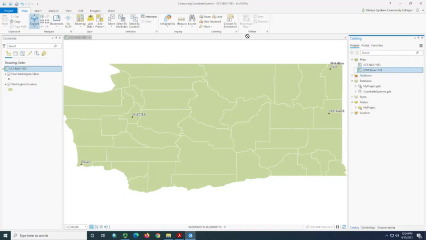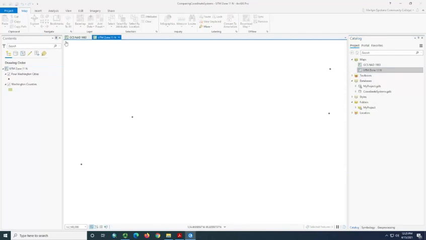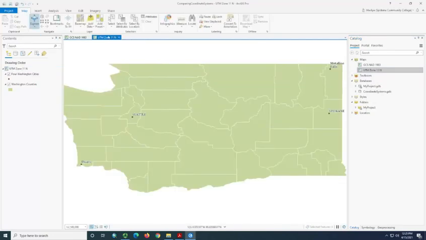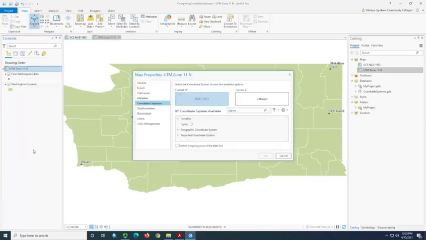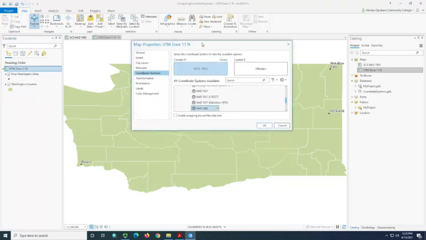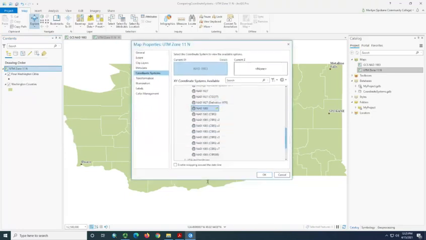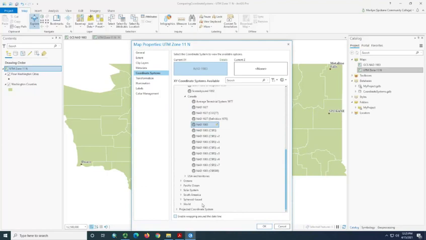I can't drag it onto my project, but what I can do is right click and hit open, and then it gives me another map tab. Now this one, we're going to make it in UTM. We're going to change it to UTM Zone 11 North. And the way we're going to do that is by going here, right clicking on the map, going down to properties, and then I'm going to make this bigger because I feel like it's easier to understand if we see the folders in their context.